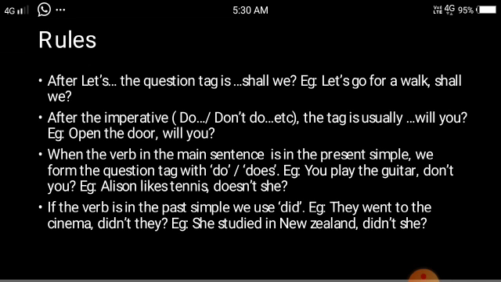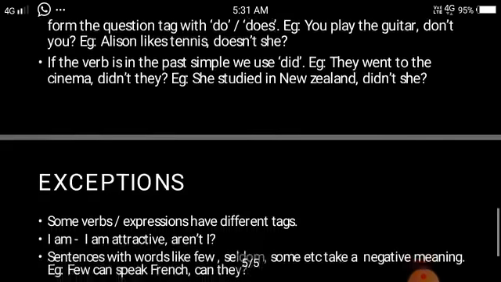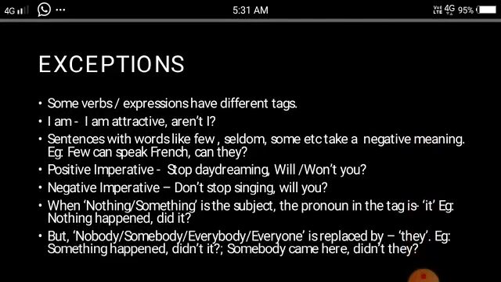Next. If the verb is in the past simple, if it is in the present, then do or does. If it is in the past simple, then the verb that you have to use is did. They went to the cinema. Went is past form. They went to the cinema. Didn't they? She studied in New Zealand. Didn't she? So here you have the simple past where you are going to use the verb did when you form the question tag. If it is positive, then it is did. How do you make it negative? Did not, by adding not. Okay.